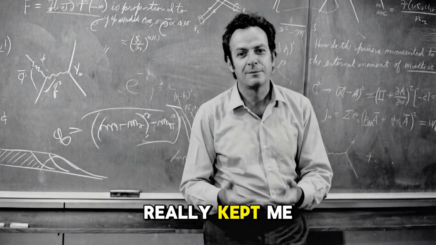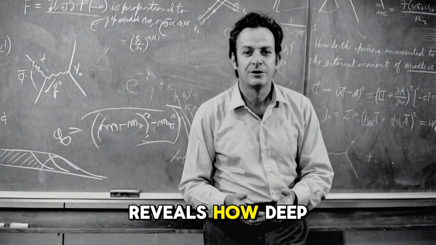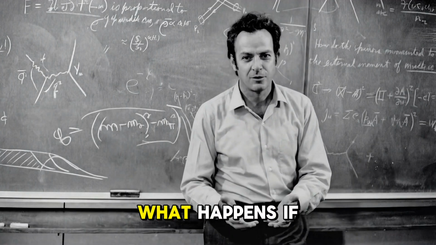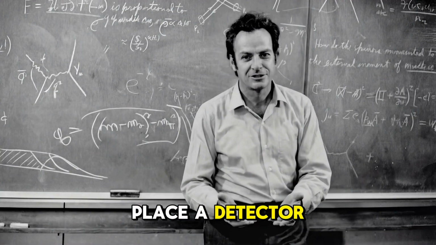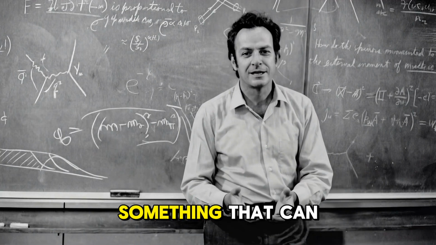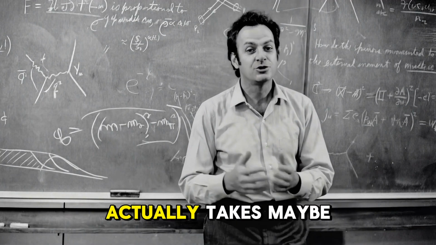But here's what really kept me up at night, the part that reveals how deep this strangeness goes. What happens if we try to catch the electron in the act? Let's find out. Place a detector at each slit, something that can tell us which path the electron actually takes.